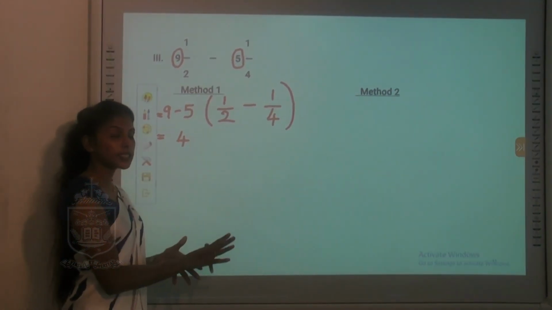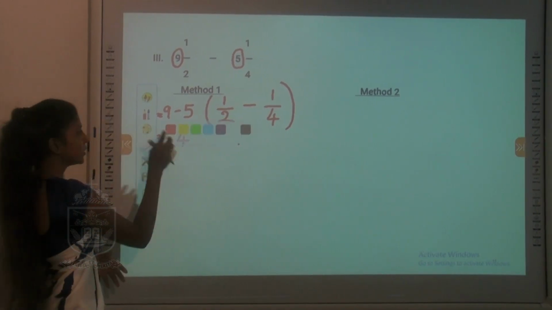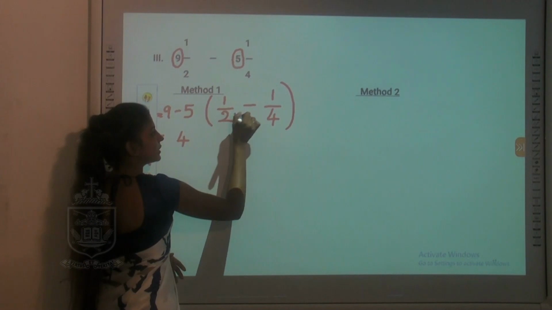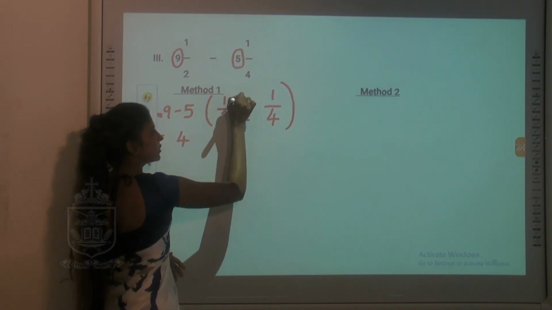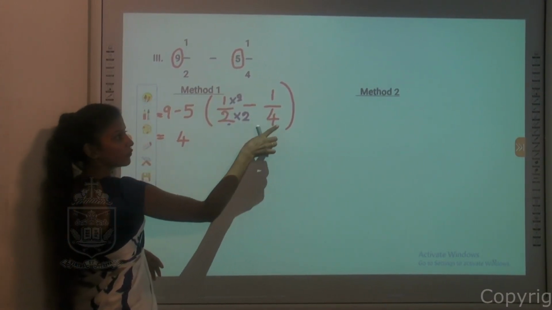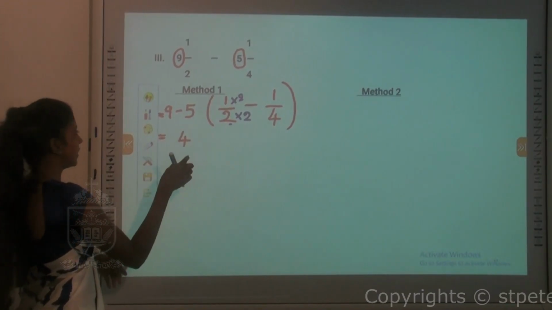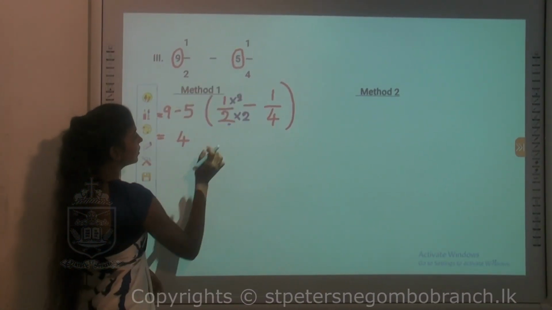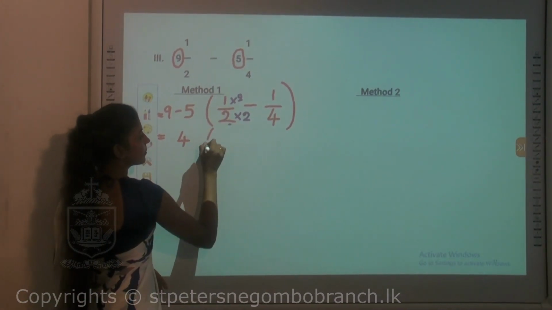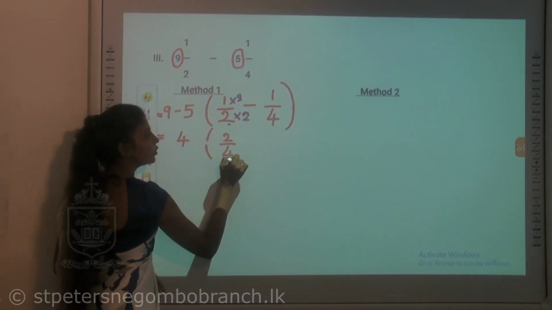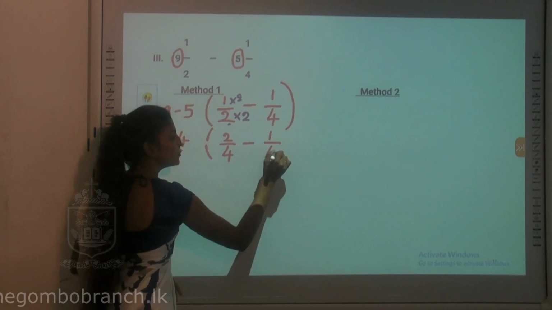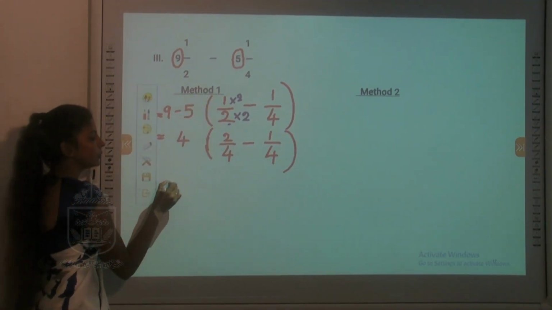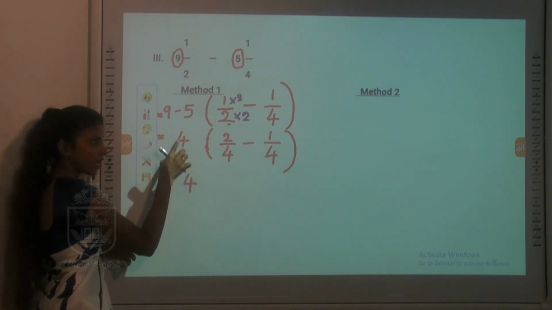If the denominators are different, you have to make it equal by making an equivalent fraction. That means you can multiply this by 2. This is also by 2. So you can make it into 4. Right? So in that manner, you all can do it. So here, I'm going to get 2 over 4 minus 1 over 4. So that is the fraction part. I have already simplified the whole number part and obtained number 4 as the answer.